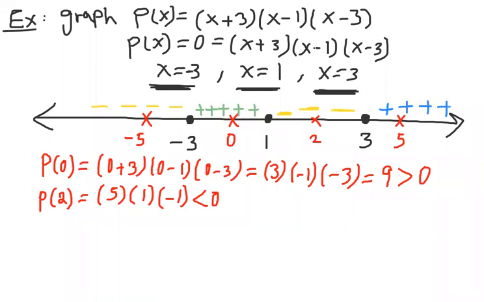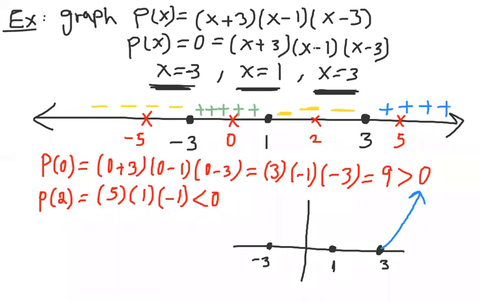So now how we can graph it? We draw a Cartesian plane and we put the zeros number in the x-axis of the Cartesian plane. So here is 3, here is 1, here is minus 3. Okay. Now the time for drawing. So any number greater than 3 is positive. That means the graph will look like this.